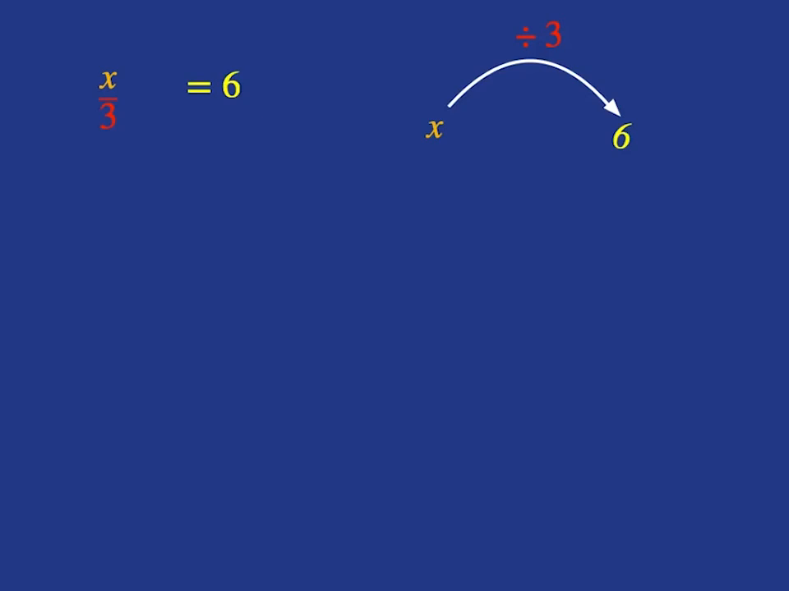We do the inverse operation of division, which is multiplication. So we must multiply by 3. What we do to one side of the equation, we must do to the other. So let's multiply both sides of the equation by 3. That will mean you'll get back to x on its own on this side, and 6 multiplied by 3 will give you 18. So x is 18 is the solution to the equation.